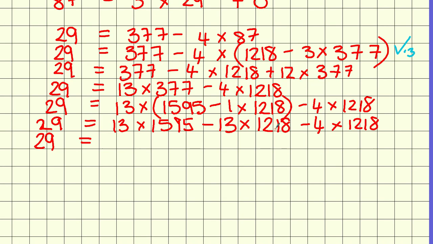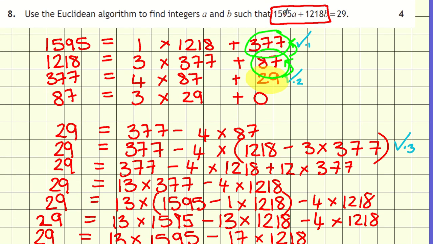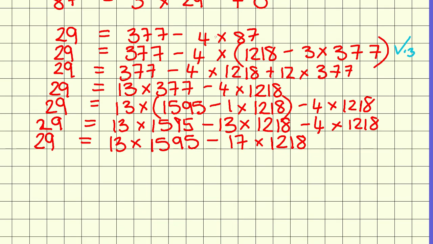So what number can I see twice here? I can see the 1218. I've got minus 13 lots of this, and I've got minus 4 lots of that. So in total it's minus 17 lots of this. Go back up here, right, there's nowhere else for us to go. You should have a 1595 in your answer, and that's with your A, and then your B. Excellent. So just to finish off, explicitly say that A equals 13, and B equals negative 17 for this, and that's going to be your fourth mark.